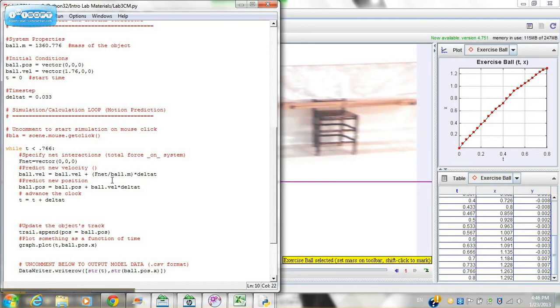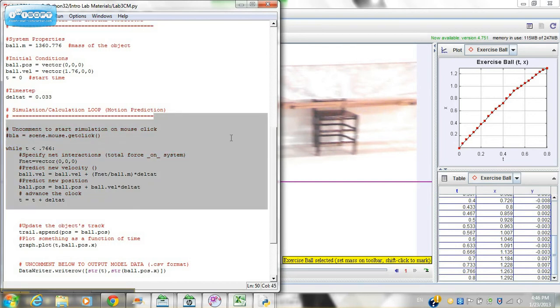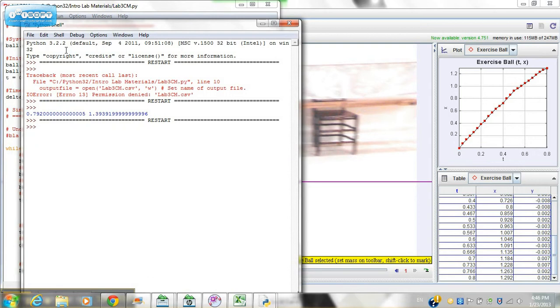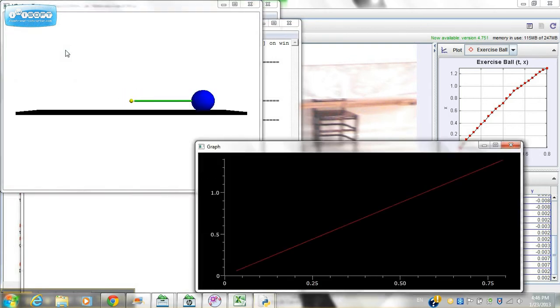And here are the equations for the ball velocity and position. You can see ball velocity plus F net over ball mass times delta T, ball position plus ball velocity times delta T. And I'm going to go ahead and run this. And as you can see, the ball moves to the right, positive x direction, just as the ball does in the Tracker model. And the line is linear, just as you see in the Tracker model, a little bit straighter because it's more precise, because my clicks aren't exactly perfect.